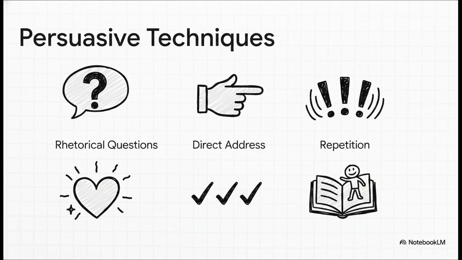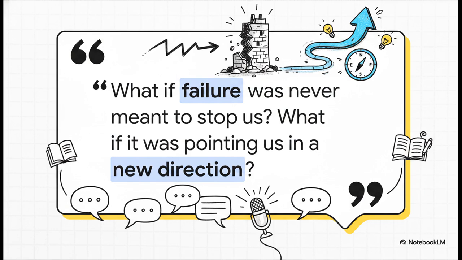We're talking about things like rhetorical questions to get your audience thinking, direct address, using words like you and we to pull them in, repetition to make a key idea stick, emotive language to make them feel something, listing things in 3s, which is just weirdly powerful, and using short personal stories or anecdotes to make big ideas feel real and relatable. Just look at this example here.